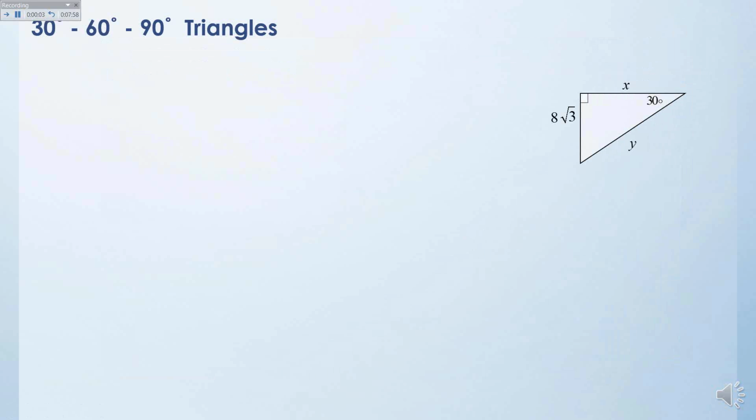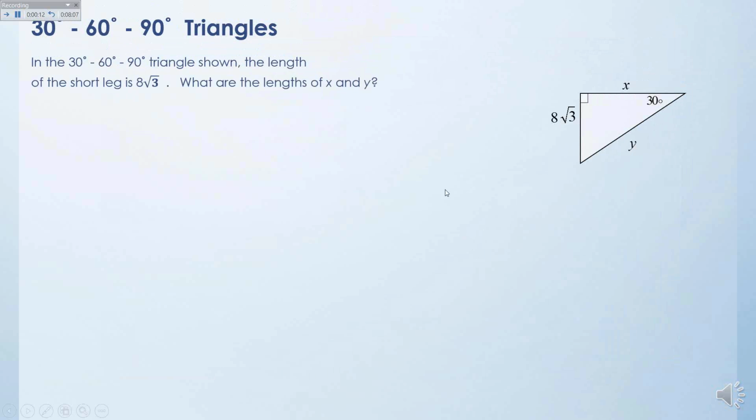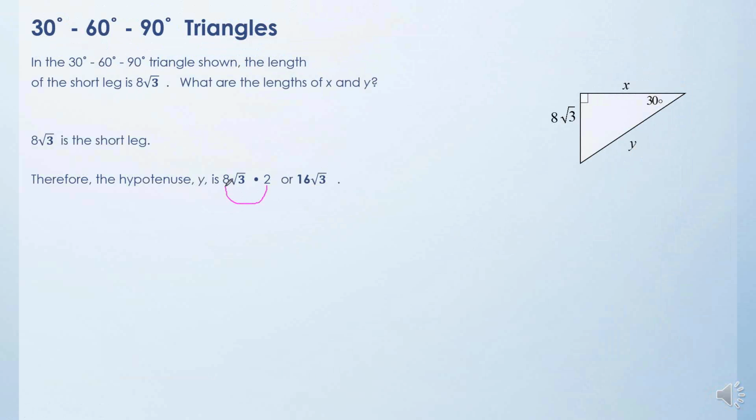Here's another example. On this one, the short side was 8 root 3. So the y side would be twice that. Let's look at this. Here's your 8 root 3, right? And that was the short side. And so the hypotenuse would be twice that. What I want you to remember is that when you're multiplying times 2, you can only multiply like terms. So you can multiply 2 times 8 and get 16, but you cannot multiply 2 times radical 3. That will not work for you. You can only work with like terms.